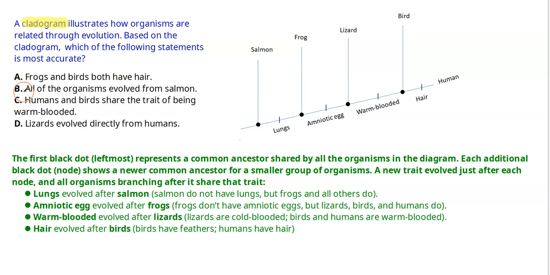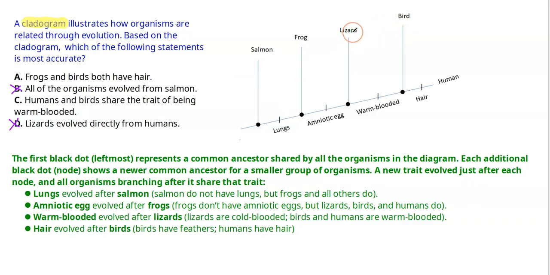It's going to be B, because here it says all of the organisms evolved from salmon. Again, organisms don't evolve from one another. They evolve from a common ancestor. So B's gone. Can you see another one? D, lizards evolved directly from humans. That's gone as well.